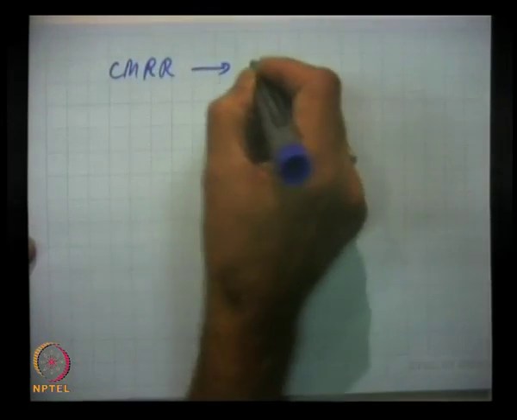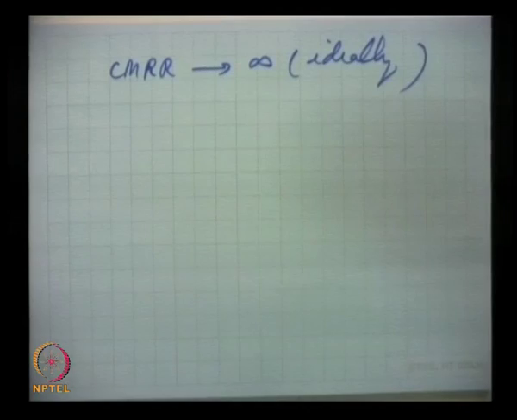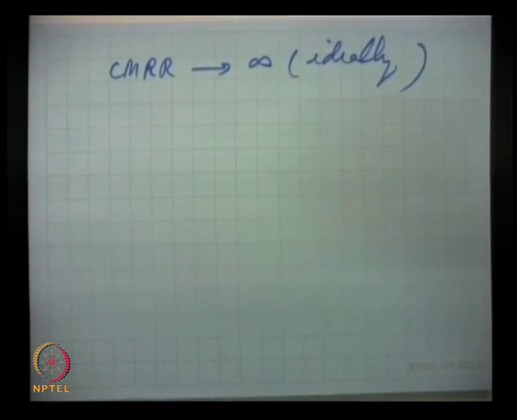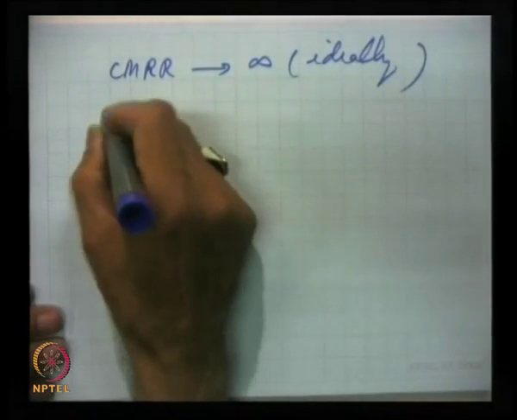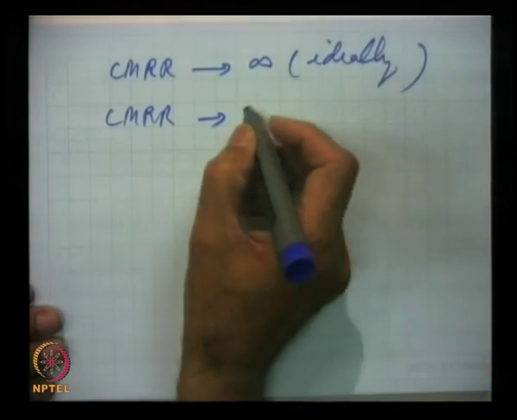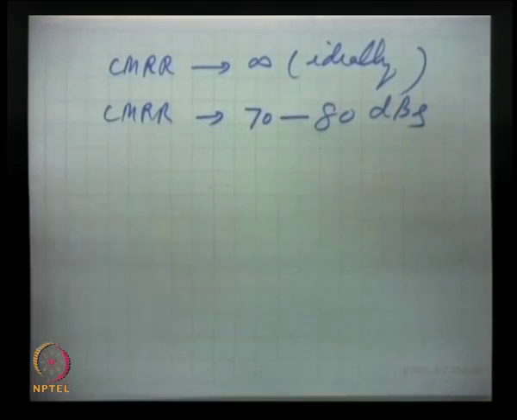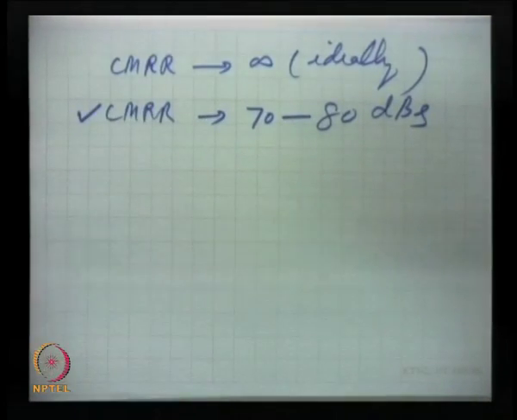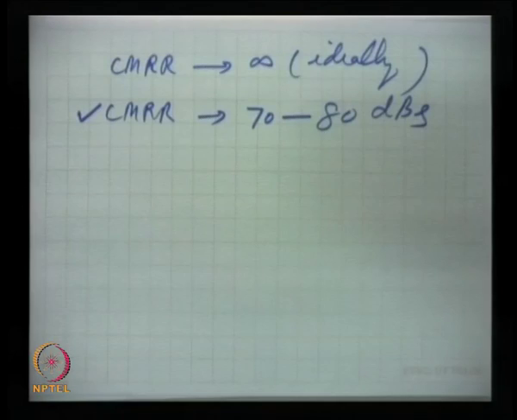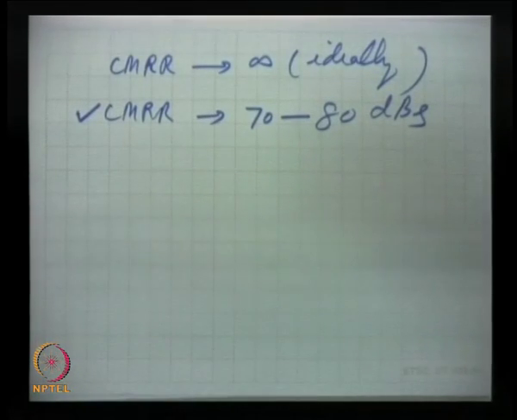CMRR approaching infinity ideally. But with the presently available advanced technologies, this CMRR is of the order of 70 to 80 dBs, which is also very high, and so the higher the CMRR, the better it is, and practically this goes up to 80, 85, 90 dBs, which is a very high value.